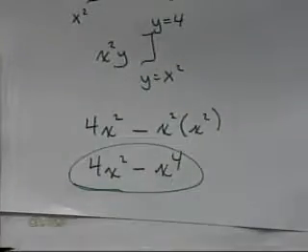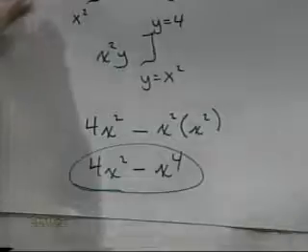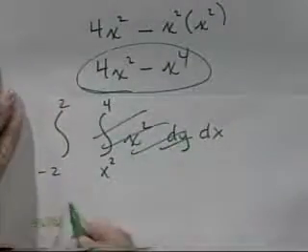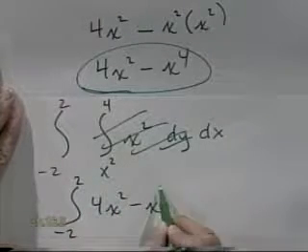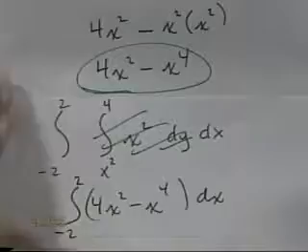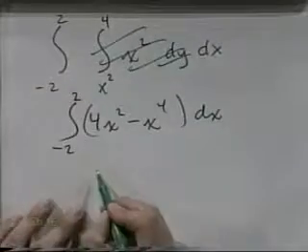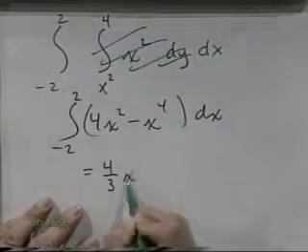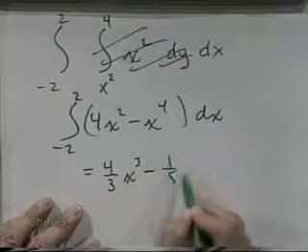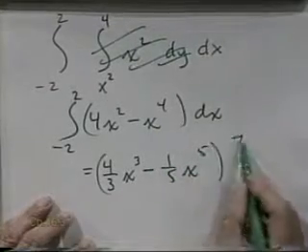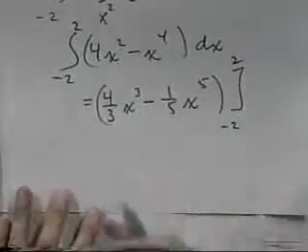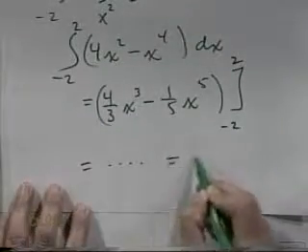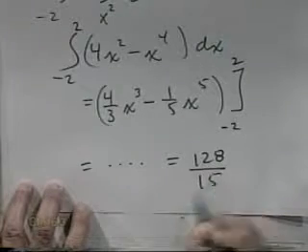I take that and I plug it in to my outer integral. I'm going from -2 to 2 of 4x squared minus x to the 4th dx. So you'll end up with 4/3 x cubed minus 1/5 x to the 5th. You're going to plug in -2 to 2. And again, just to save us some time, not doing tedious fractions, you would end up with 128/15.